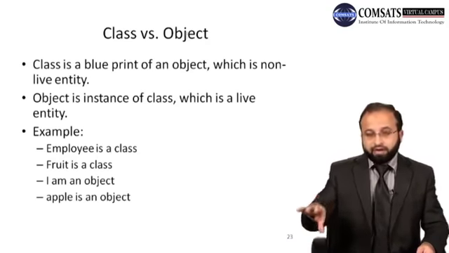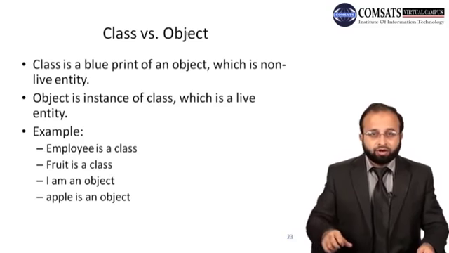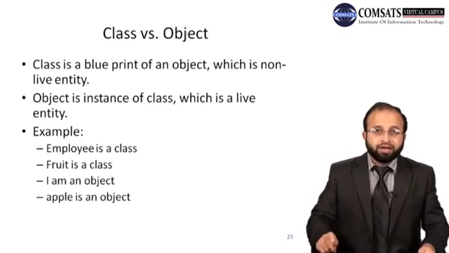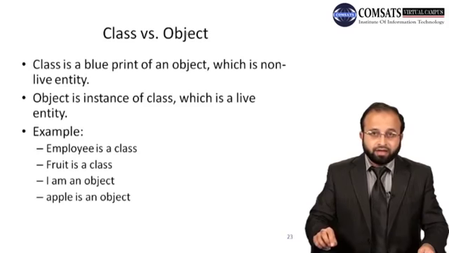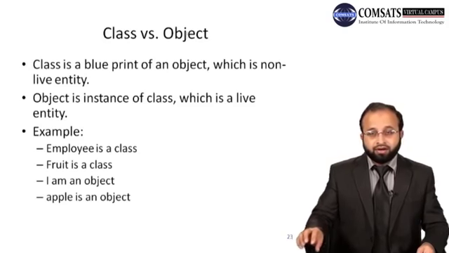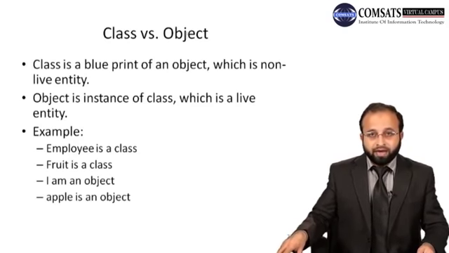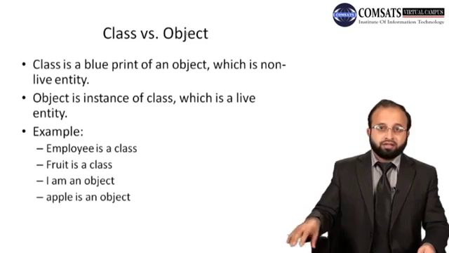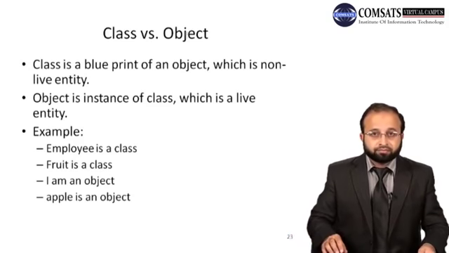So when we define a class and compile that program and run it, no memory will be allocated to that class until you create an object of that class. So the object is the instance of the class, which is a living entity. Why did I say the living entity? Because when you create an object, a memory portion will be allocated for that object that contains the list of its attributes and other necessary things, right?